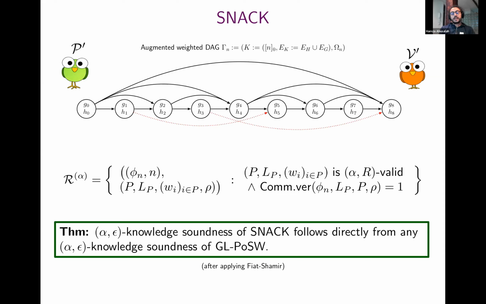And the security of our scheme is in the random oracle model. We apply the Fiat-Shamir transform to the interactive proof of sequential work protocol. And anyway, the graph labeling proof of sequential work schemes are also in the random oracle model, so there's no extra assumptions there. So this is the construction of the SNACK and how we augment the blockchain.